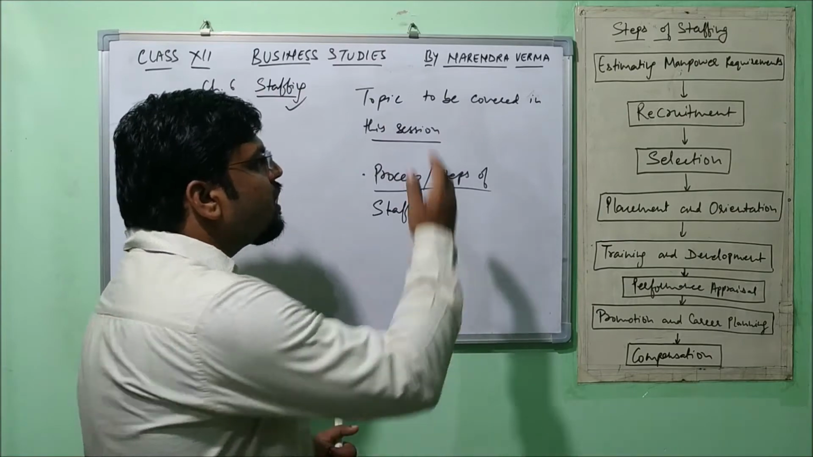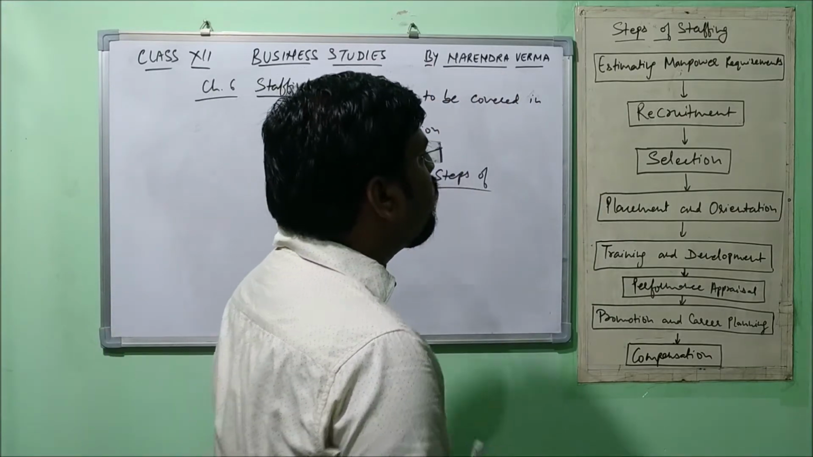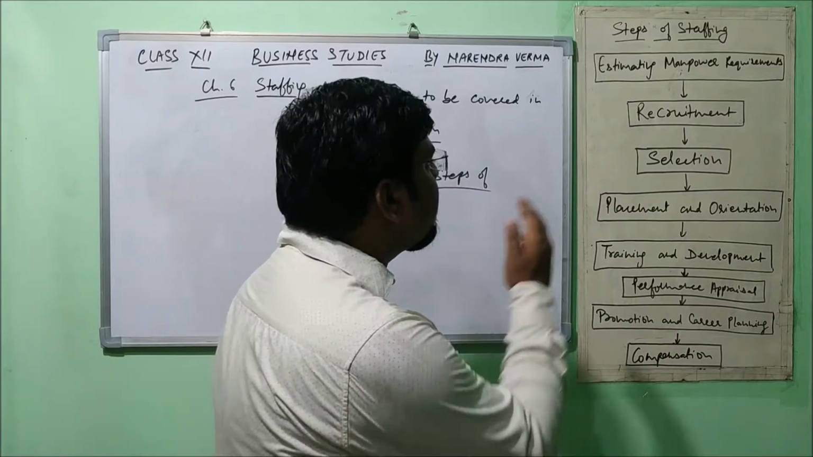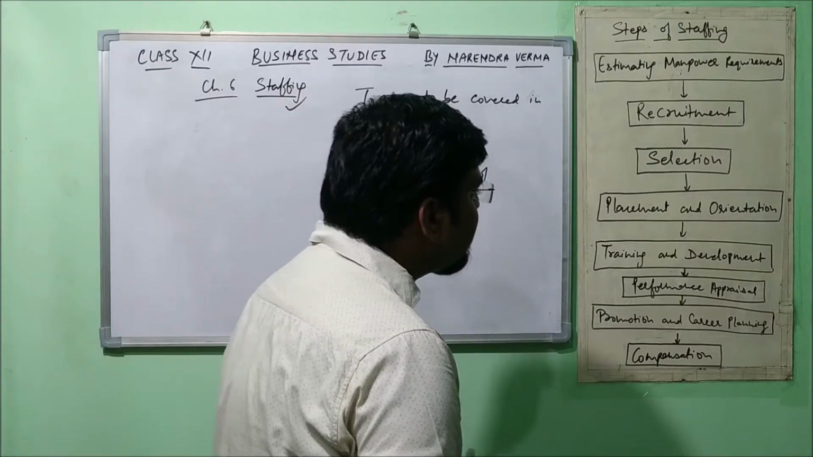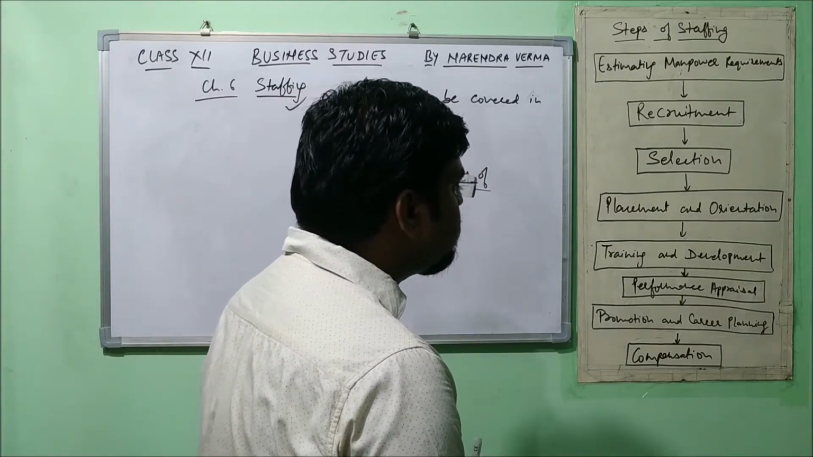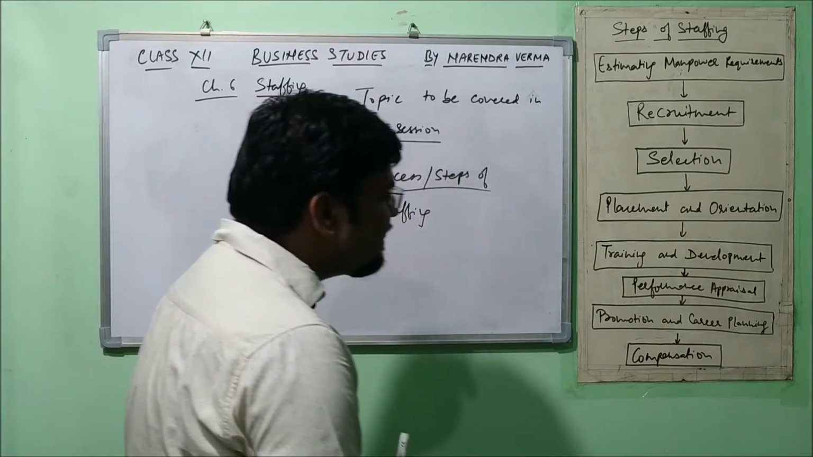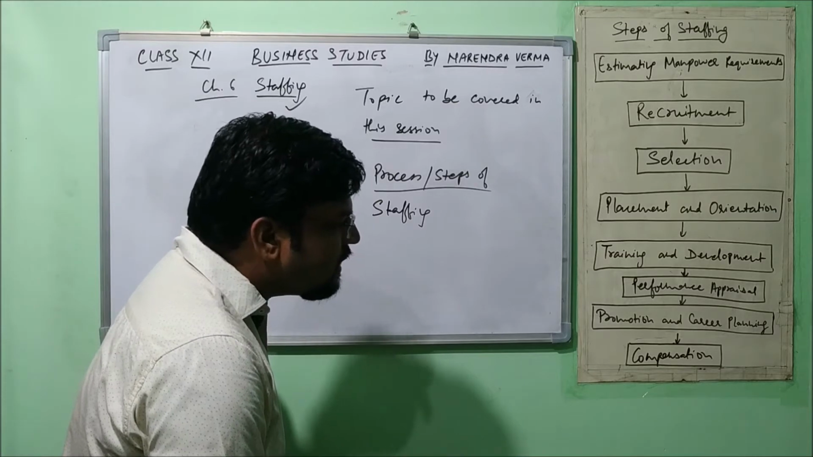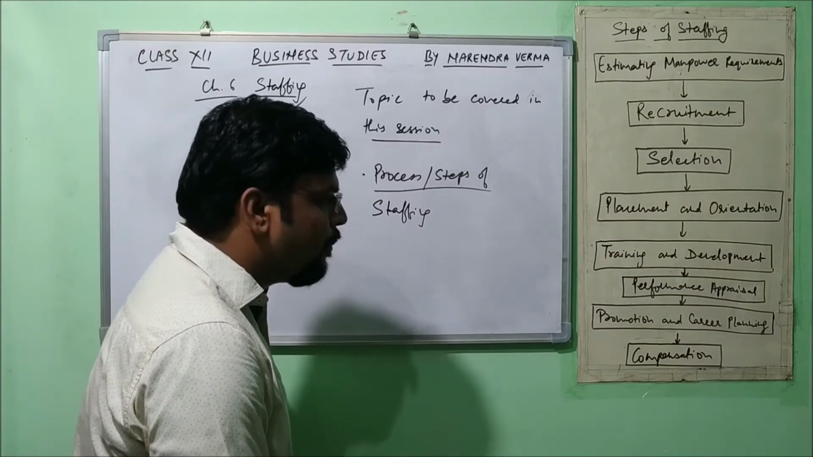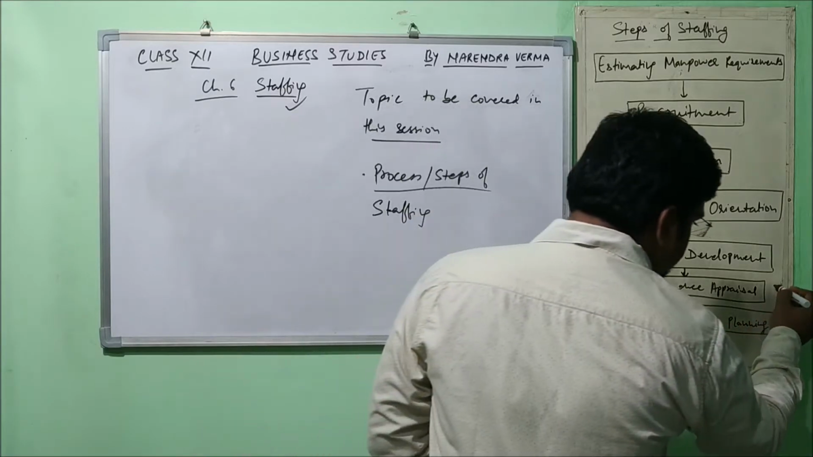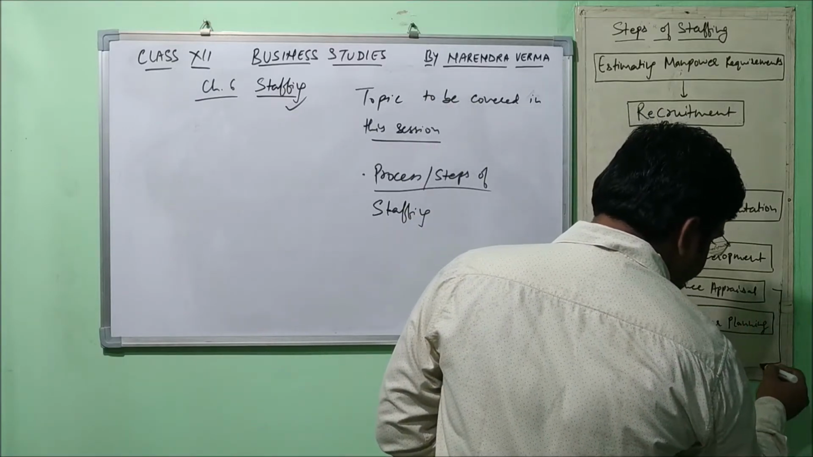So here are the steps of staffing. The very first step is estimating manpower requirements. Second, recruitment. Third, selection. Fourth, placement and orientation. Fifth, training and development. And then performance appraisal. And then promotion and career planning. At last, compensation.